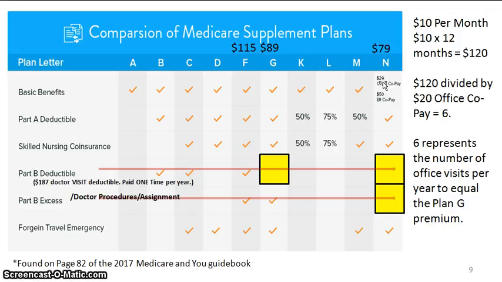So I did a real quick comparison over here to the left. $10 per month, and I got that by subtracting $89 from the G plan from $79 of the N plan. That's a $10 per month savings for yourself. $10 times 12, that's $120.